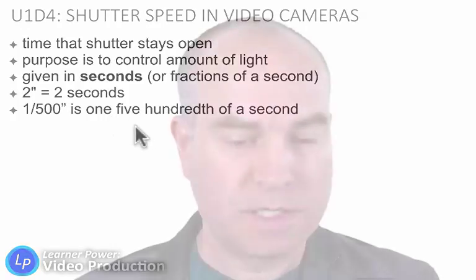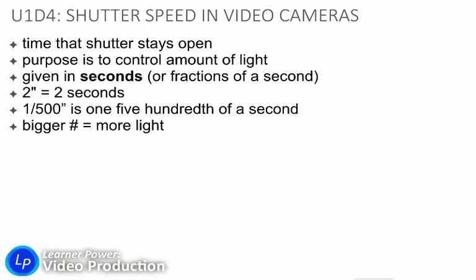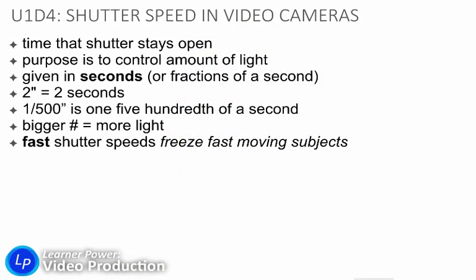The shutter speed varies. Some cameras can have the shutter open for a very long amount of time, and in photography you can even open the shutter for as long as you want, an infinite amount of time if you're doing something like time-lapse. But in video production, we generally have fractions of a second for shutter speed. And a bigger number means more light. So if you have the shutter open for 2 seconds, obviously that's going to let in light for a longer amount of time. And a lower shutter speed means less light gets in there.